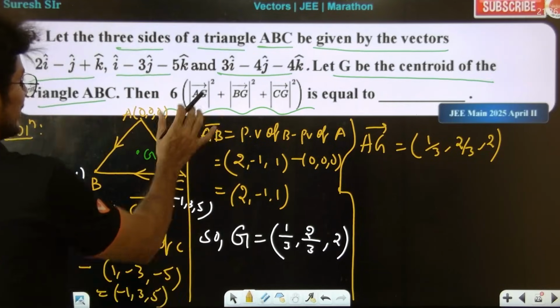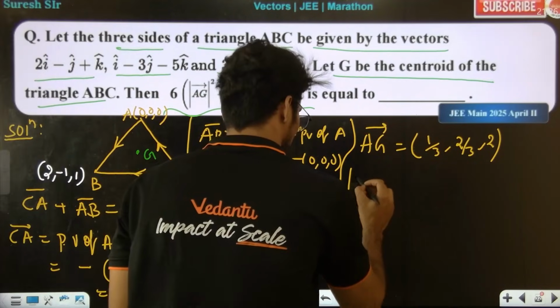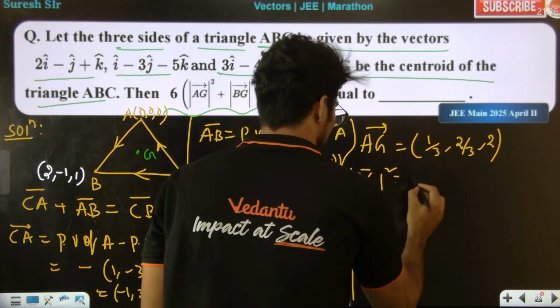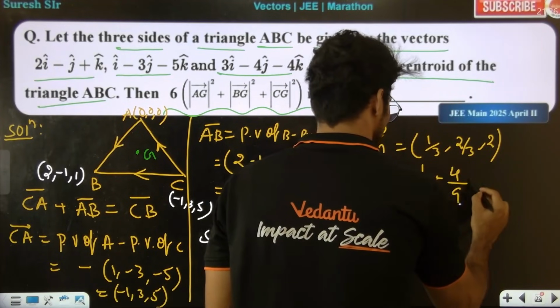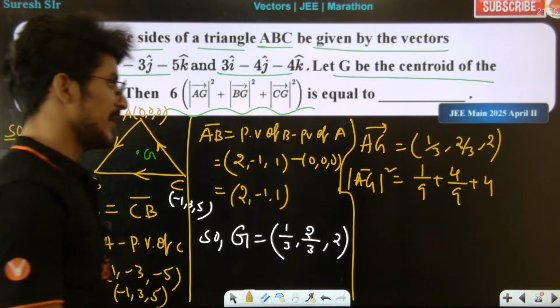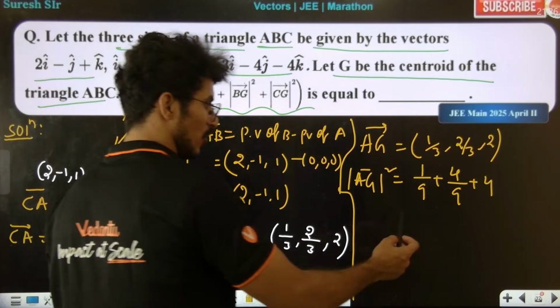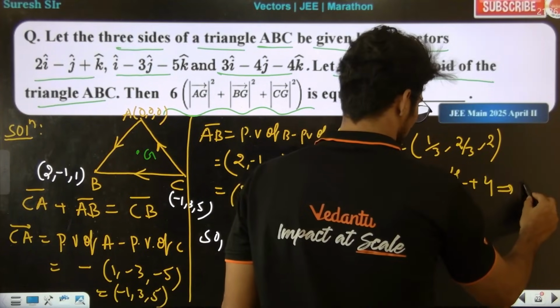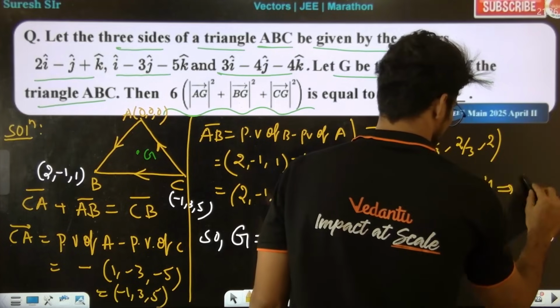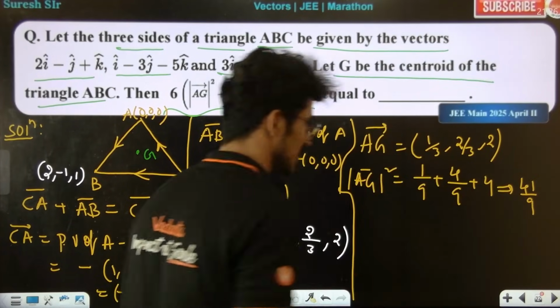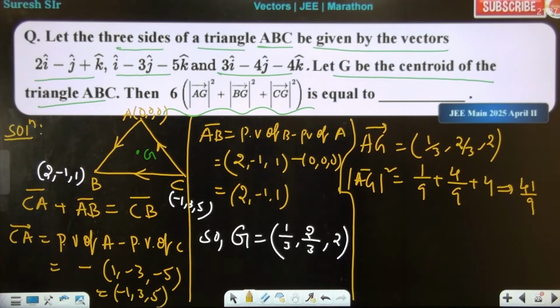We need the magnitude squared. So what is the magnitude squared? Square root of 1 by 9 plus 4 by 9 plus 4, sir. Yes or no? Tell me. Now for this 4, if I take the LCM, what will the answer be? 36 plus 5, sir, by 9. So 41 by 9. Check, 41 by 9? Yes, 100%, sir.